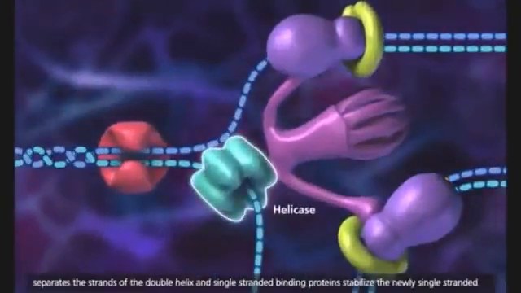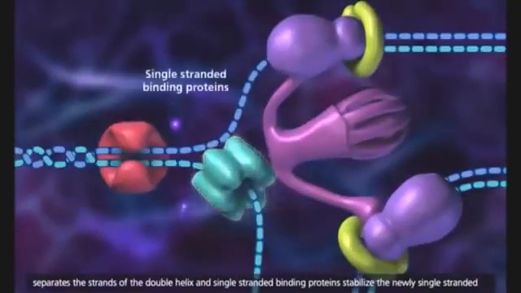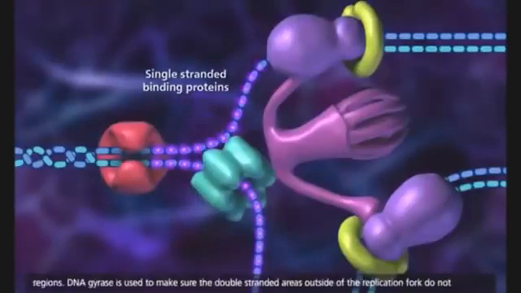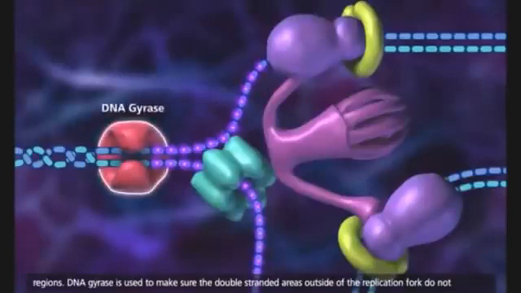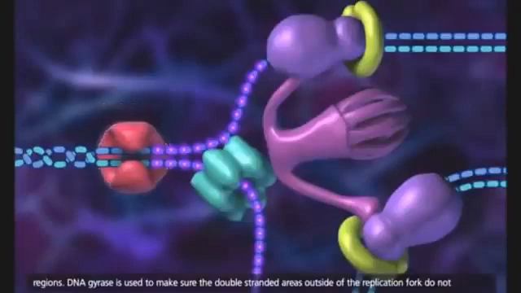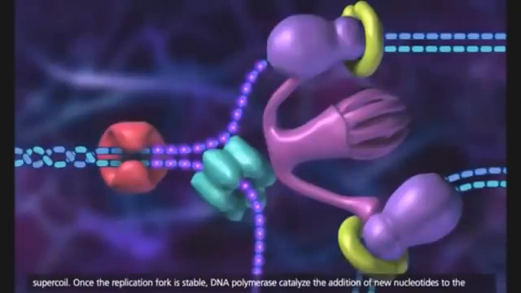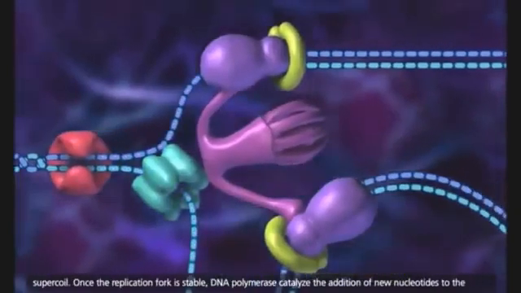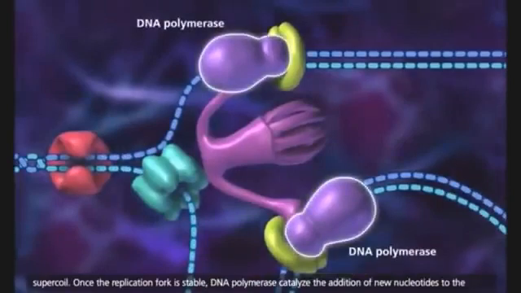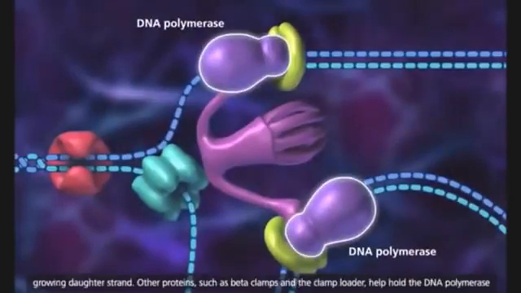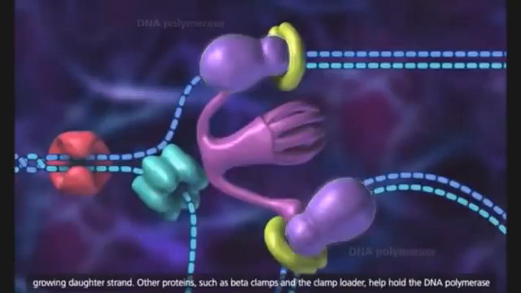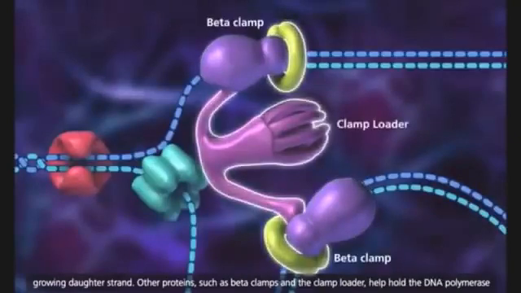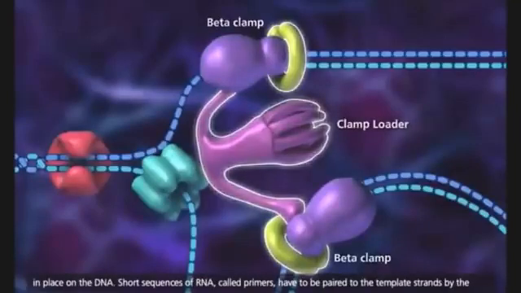Helicase separates the strands of the double helix, and single-stranded binding proteins stabilize the newly single-stranded regions. DNA gyrase is used to make sure the double-stranded areas outside of the replication fork do not supercoil. Once the replication fork is stable, DNA polymerase catalyzes the addition of new nucleotides to the growing daughter strand. Other proteins, such as beta clamps and the clamp loader, help hold the DNA polymerase in place on the DNA.